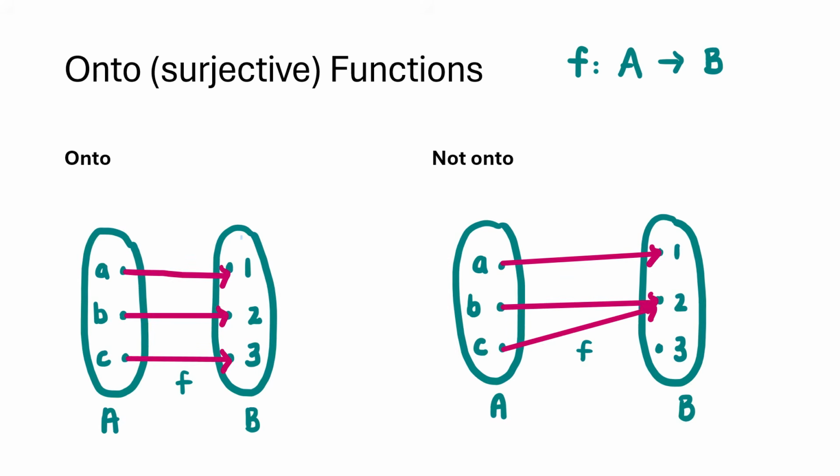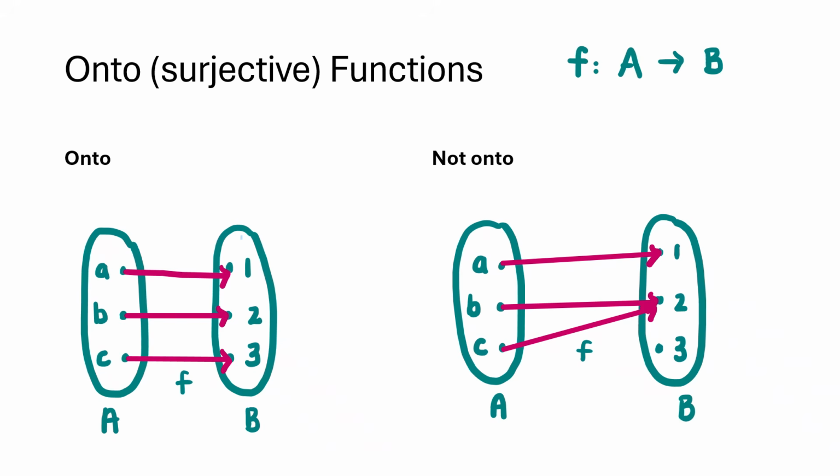We are going to do a quick recap of what it means for a function to be onto, and then we'll do a couple of examples of onto functions and how to prove that they are onto or surjective. With a diagram, it's actually very easy to spot when a function is onto and when it is not onto.